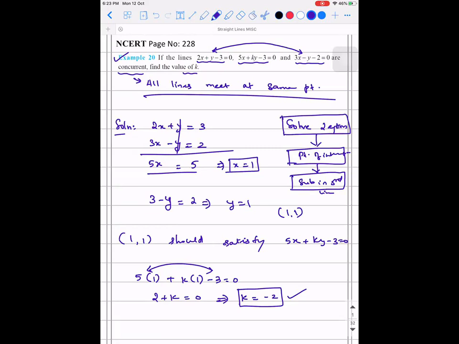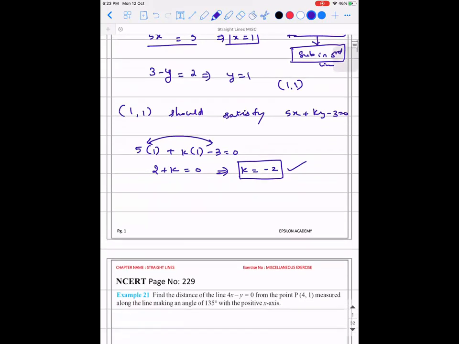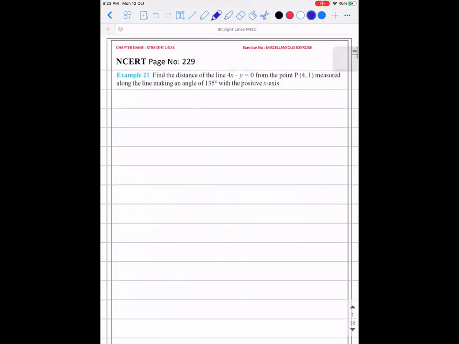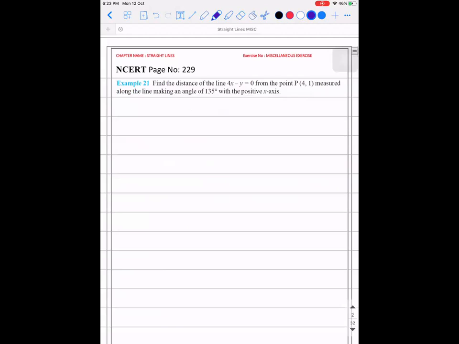Moving on to the next problem. Find the distance of the line 4x - y = 0 from the point P(4, 1) measured along the line making an angle of 135 degrees with the positive x-axis.